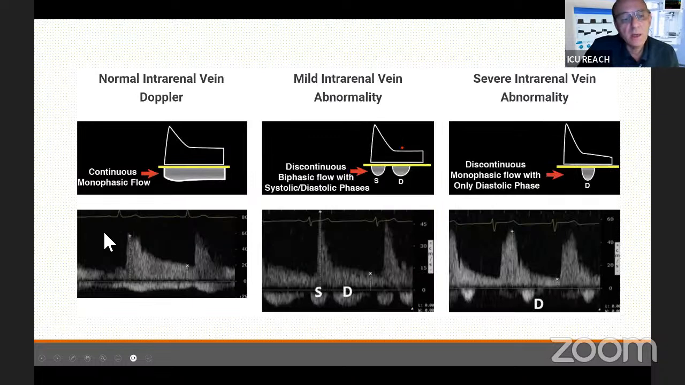And if you look at the renal veins, usually you should see, and this is arterial, this is renal here, the bottom one actually below the 0, you can see a little bit of variation. When you start seeing the discontinuous biphasic flow, this is systolic and this is diastolic, this indicates mild congestion. And when you lose the systolic and have the discontinuous monophasic flow, this is severe congestion. As I said, this is very easy to learn.